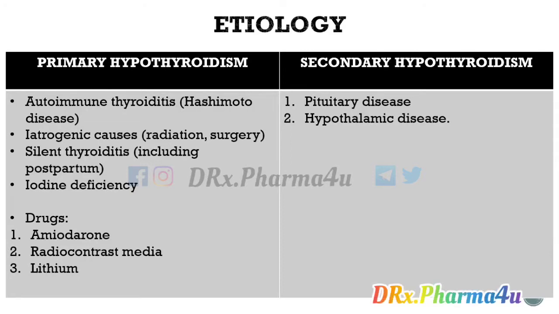Iatrogenic causes. Iatrogenic causes are usually also known as medical reasons. For example, a particular surgery was performed and there was some kind of mistake in the surgery, so the thyroid gland got damaged, and the patient is having hypothyroidism. Or if the patient is undergoing radiation therapy, which we usually give for cancers, in that condition also, if the thyroid gland got damaged, then it can lead to hypothyroidism. So it is also known as iatrogenic causes.